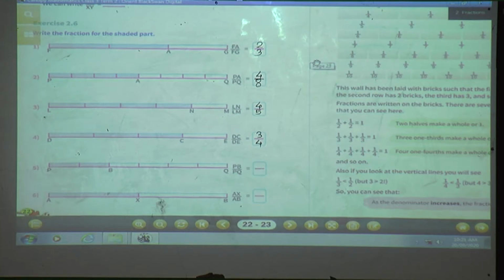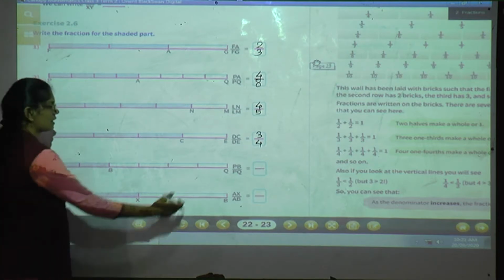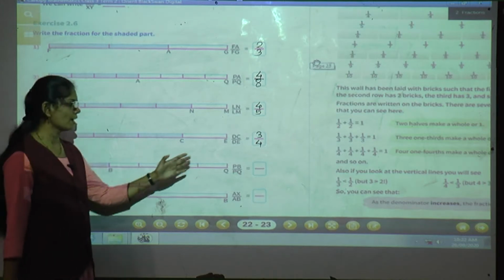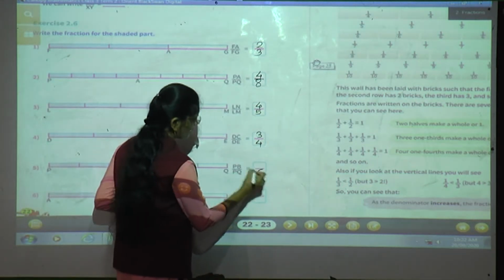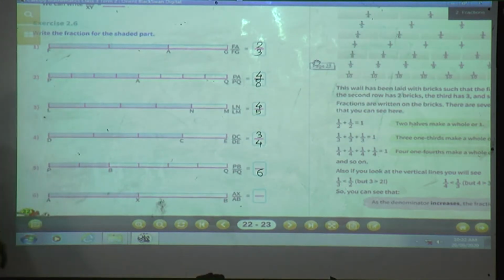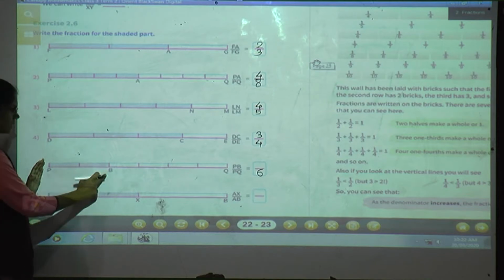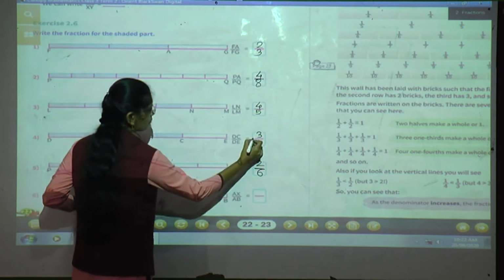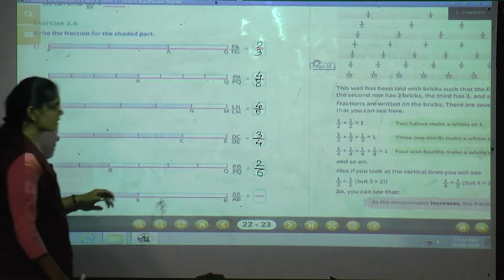See the fifth example. Here, what is the length of PQ? Yes, count and tell me the answer. PQ is divided into how many parts? 1, 2, 3, 4, 5, 6. PQ is divided into 6 equal parts. So PQ is equal to 6. Now out of that 6 parts, 2 parts are shaded. This is the shaded part. So PB is equal to what? 2. So the fraction is 2 by 6. Okay, the fraction is 2 by 6.